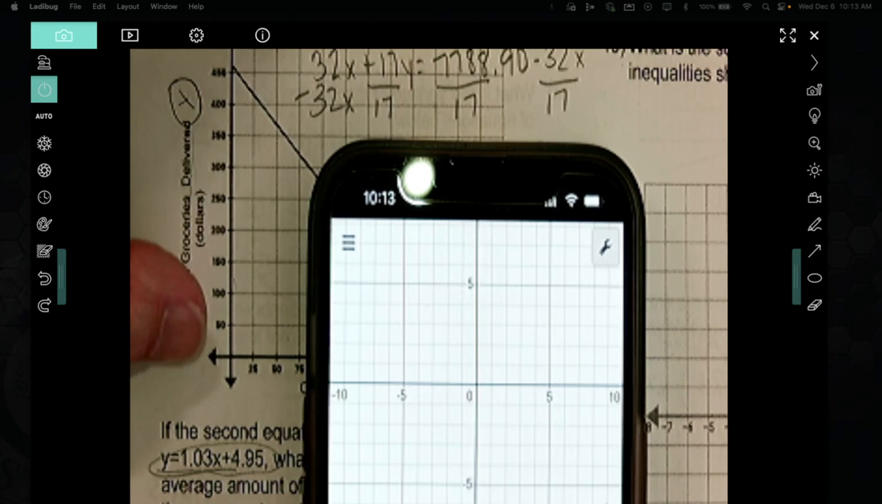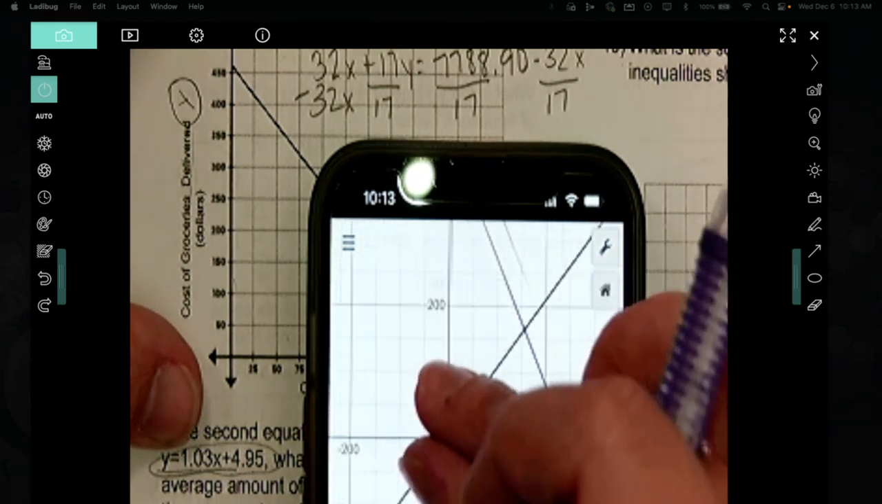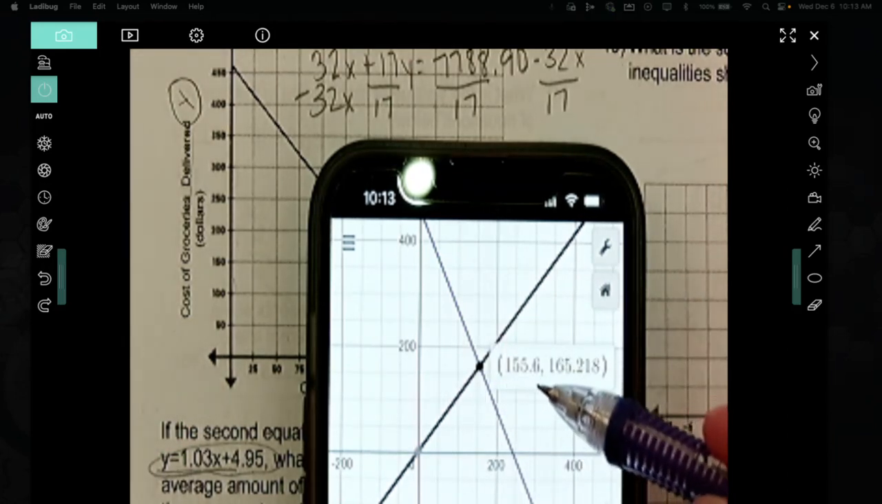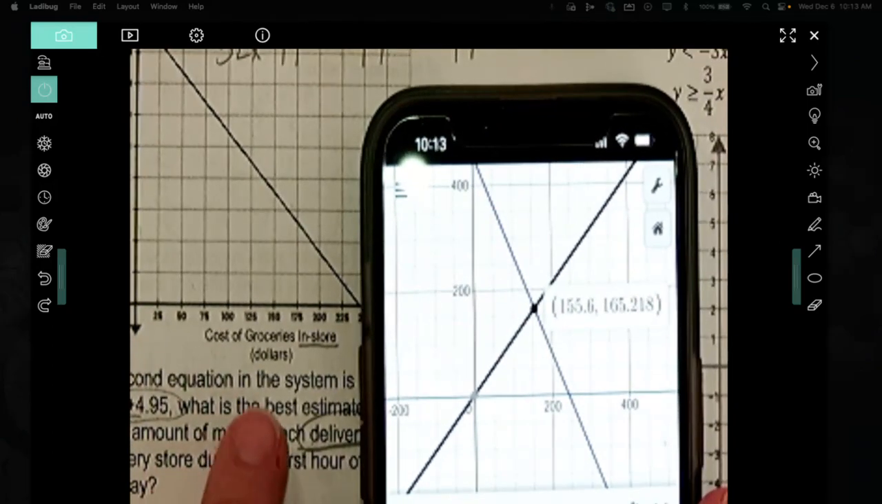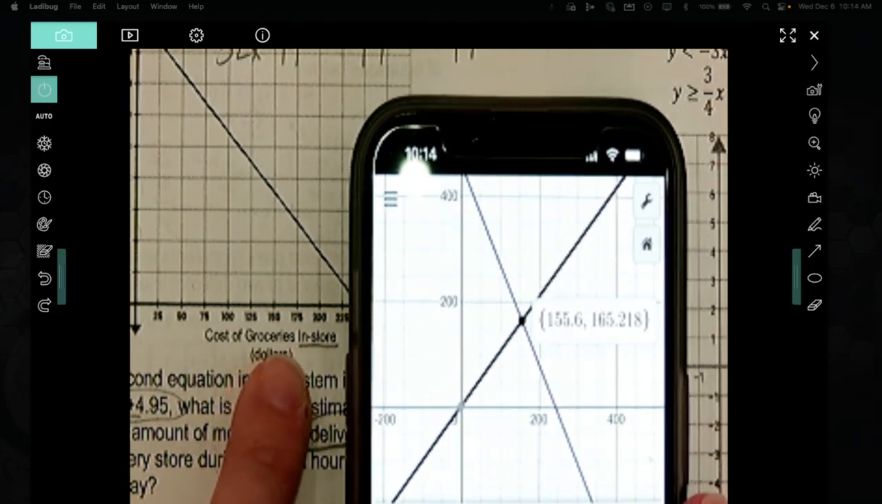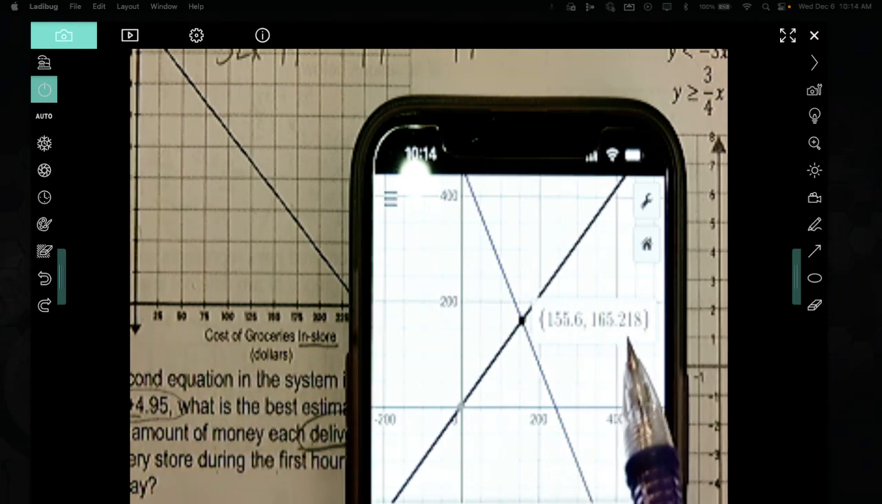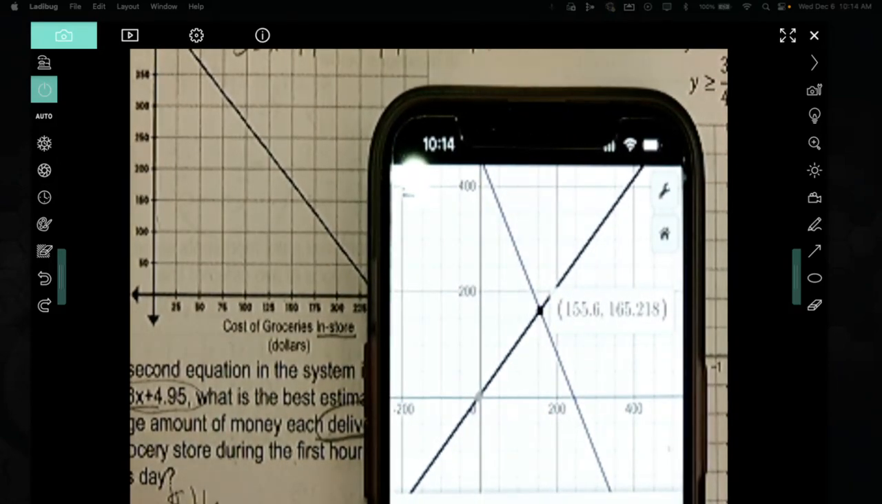I can't see it on my graph just yet. And then I'm going to put in this other equation that they gave us, Y equals 1.03x plus 4.95. We're going to have to kind of, there it is. And remember in Desmos, you can double tap. 155.6, that's my X. So looking at the X's down here, that's the cost of in-store groceries, but that's not what they're asking us about. They're asking us about delivery. So that was my Y over here, was delivery. So my answer, and it says estimate, so we can just write 165.